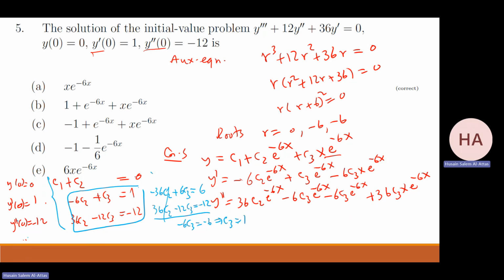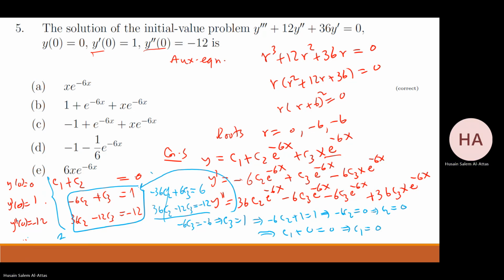So C3 equals 1. So I plug it here. I get minus 6 C2 plus 1 equals 1. So minus 6 C2 equals 0. So C2 equals 0. Plug it in the first one. So that implies C1 plus 0 equals 0, so C1 equals 0. So what will be my solution? The solution will be y equals, C1 is 0, gone. C2 is 0, gone. And C3 is 1. So I have x e to the minus 6x, which is this.